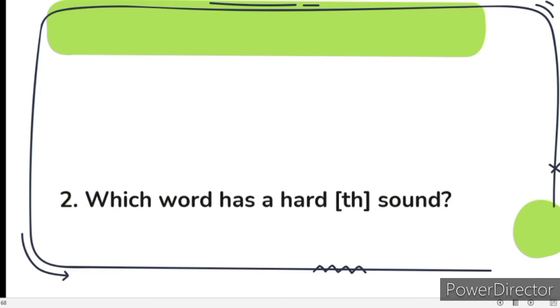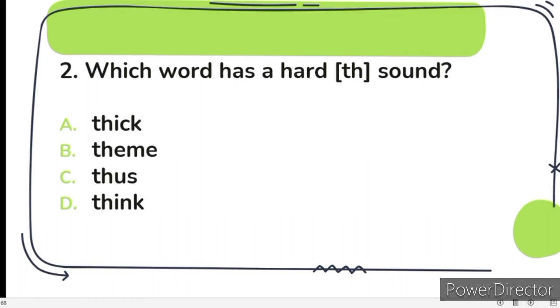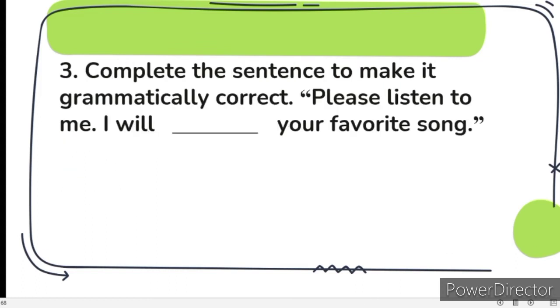Next question. Which word has a hard V sound? A. Thick. B. Thin. C. Thus. D. Think.